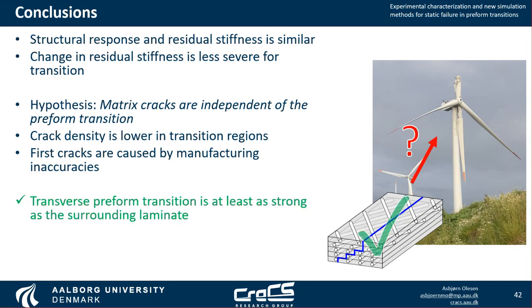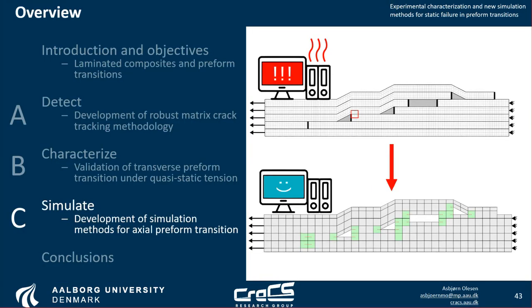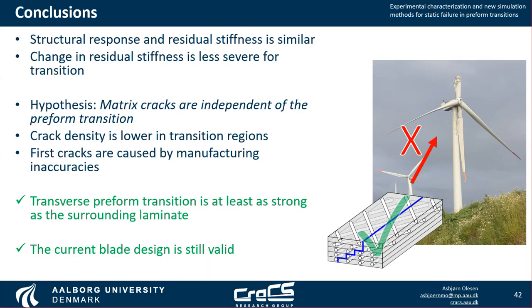What this means is that the transverse preform transition is at least as strong as the surrounding laminate, perhaps even stronger because of the overlapping biax layers. And finally, our conclusion is that the current blade design is still valid, and using the preform manufacturing concept in general is not going to lead to blade failure.